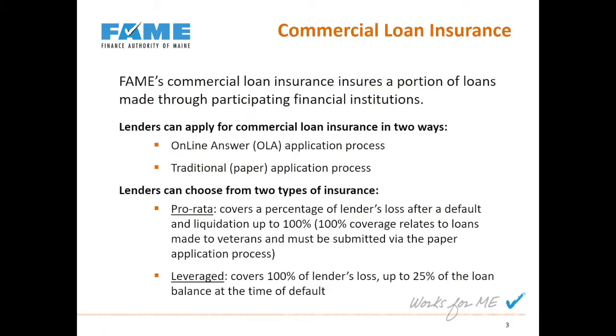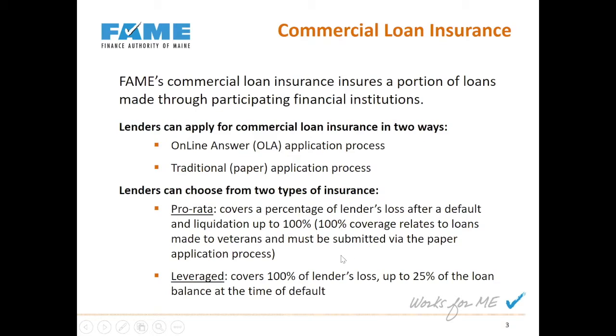Fame's commercial loan insurance insures a portion of loans made through participating financial institutions. Lenders can apply for commercial loan insurance in two ways. You can apply through our Online Answer OLA application process or the traditional application process. Lenders can choose from two types of insurance.